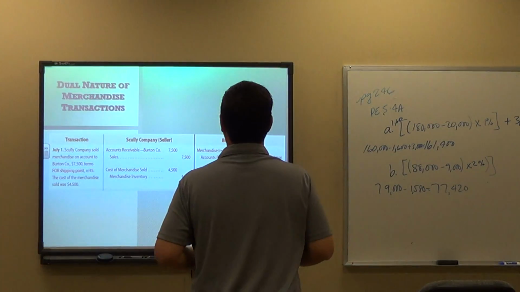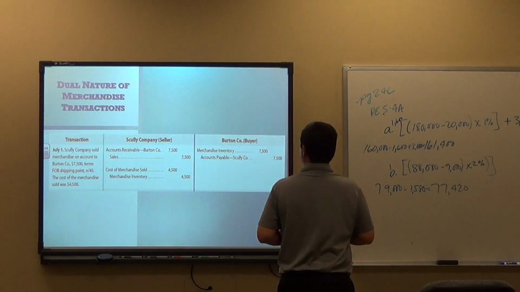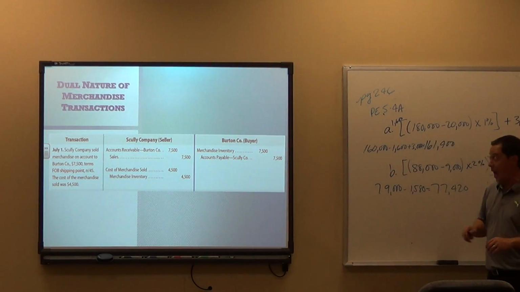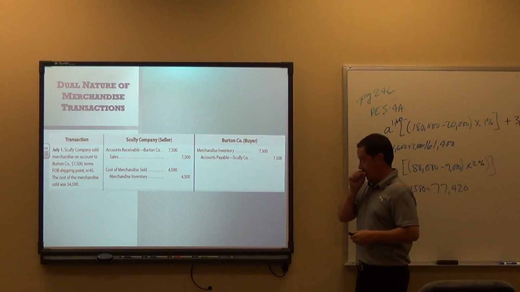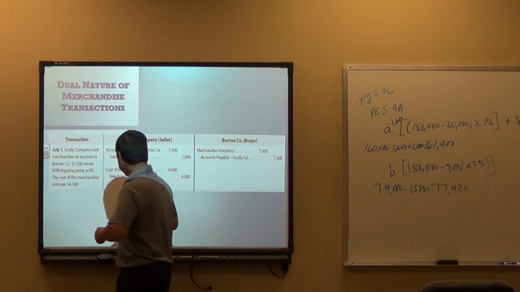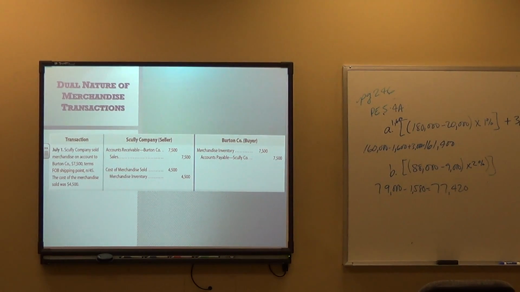All right. So what we're going to take a look at here is the merchandise and transactions. We're now going to look at it from both sides. So we looked at it from one side, and now we're looking from both sides and what it means to both companies.